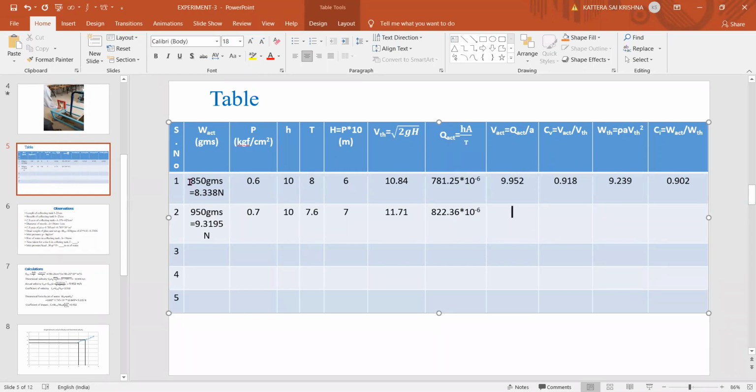Next, Sai Varun, 367. Next, Shashi, 366. First tell me yes or no, then we calculate and tell. So V actual equal to Q actual by area of jet.